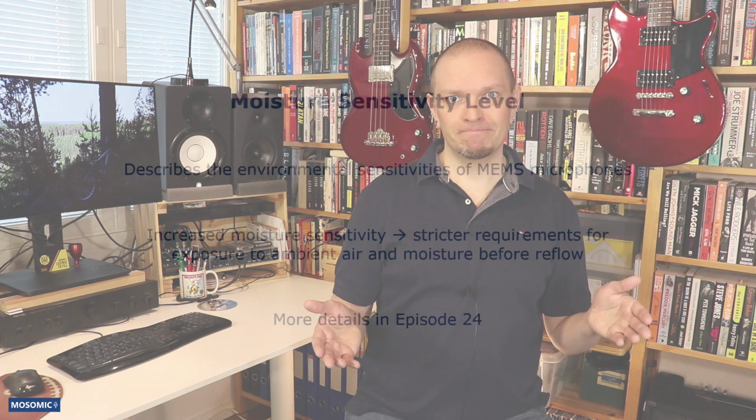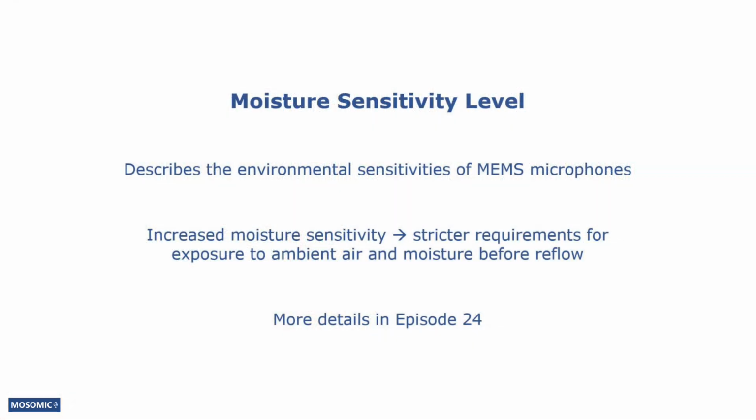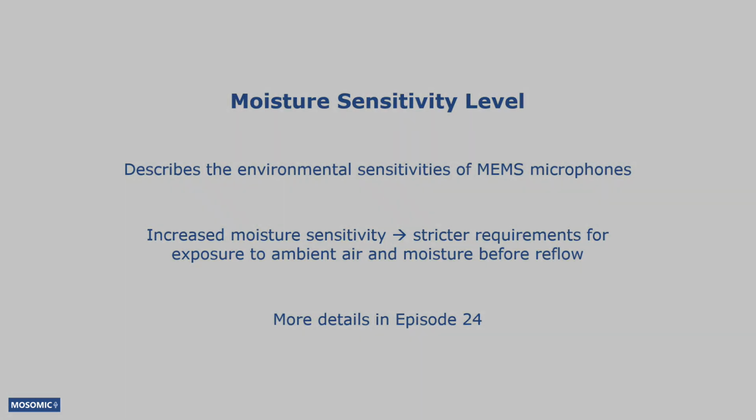One more parameter that describes the environmental sensitivities of MEMS microphones and semiconductors in general is moisture sensitivity level, MSL. The more sensitive to moisture a microphone is, the stricter the requirements are for its exposure to ambient air and moisture before it goes into the reflow oven. I talked about MSL in more detail in episode 24.